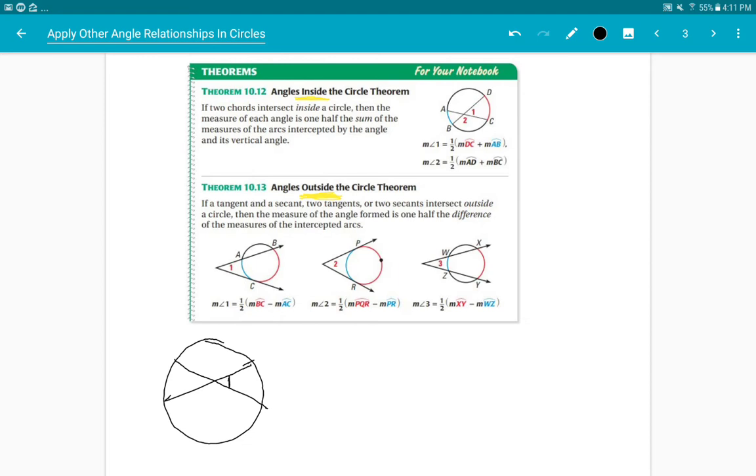So angle 1 is going to be the average of arc A and arc B here, okay? So we know we calculate average by adding the 2 and then divide by 2, right? So the measurement of angle 1 is just going to be 1/2 of the sum of A plus B, whatever the arc angle is, okay?